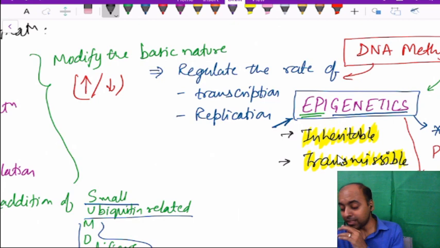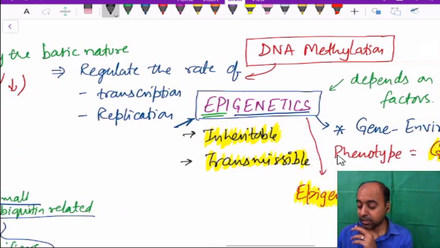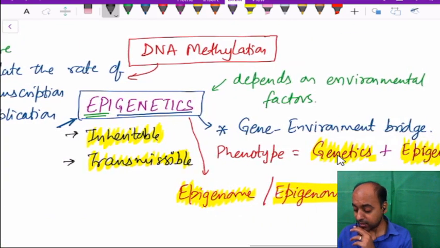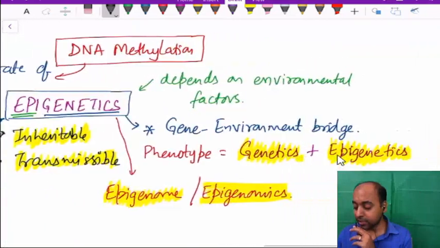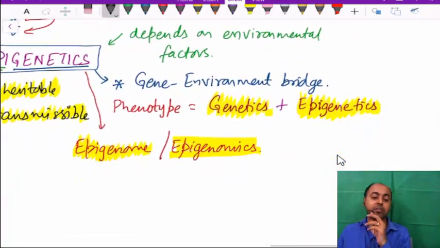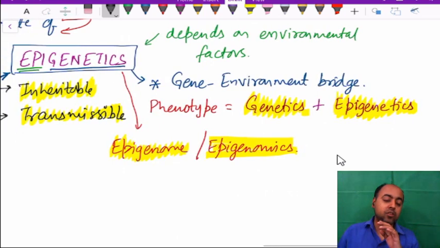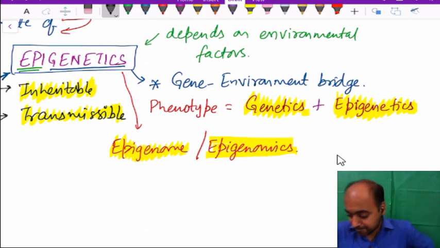By this modification of basic nature, we regulate the rate of transcription and replication, in addition to the DNA methylation. Together, this is known as epigenetics, which is inheritable and transmissible. Epigenetics depends on environmental factors, and therefore it represents the gene environment bridge. Epigenetics tells us that the final phenotype will be the sum of genetics and epigenetics. The complete epigenetics of an individual organism is known as the epigenome, and the study of epigenetics is known as epigenomics.